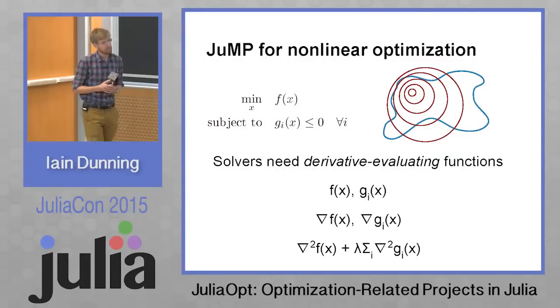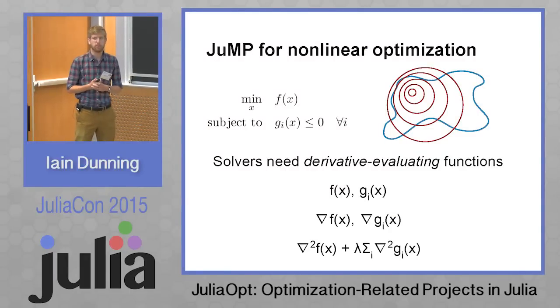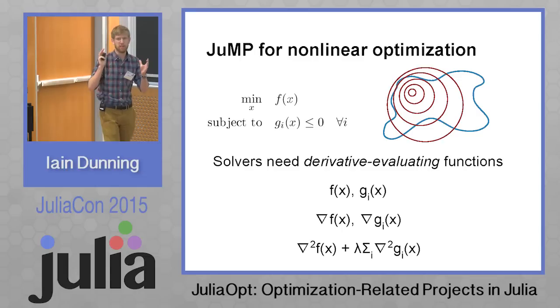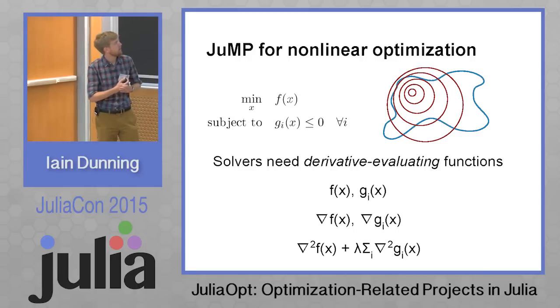So everything I've shown you so far applies to linear and quadratic problems, where the solver wants the problem in the form of a big sparse matrix. But we also handle generic nonlinear optimization problems. And we have to think about nonlinear optimization problems in an entirely different way. So we're back to our original standard form problem.